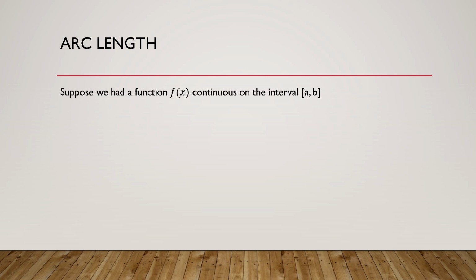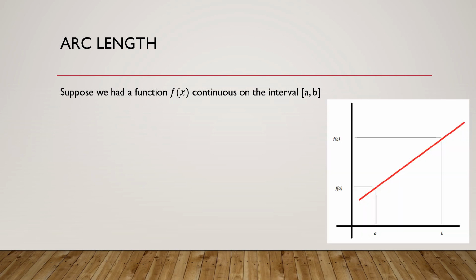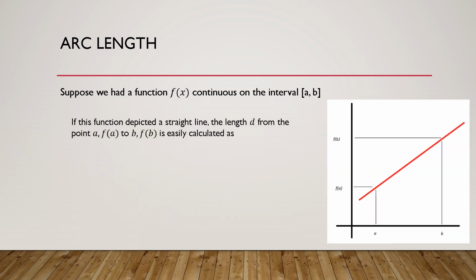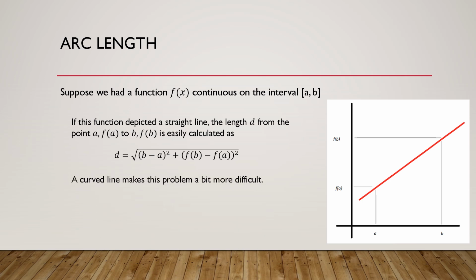In this video, we will be discussing the length of curves and work. Suppose we had a function f of x continuous on the interval a, b. If the function creates a straight line, the length d from the points a, f of a to b, f of b is easily calculated as d equals the square root of b minus a quantity squared plus f of b minus f of a quantity squared. A curved line makes this problem a bit more difficult.